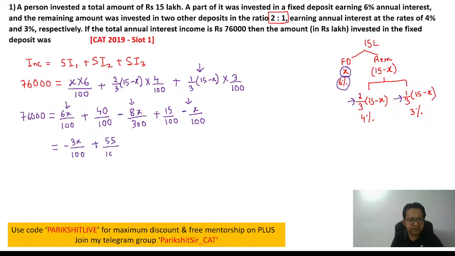40 plus 15 is 45. 55 by 100. This is 76,000. Right? Can you do the calculations? Yes? So get the value of x and that will be your answer.